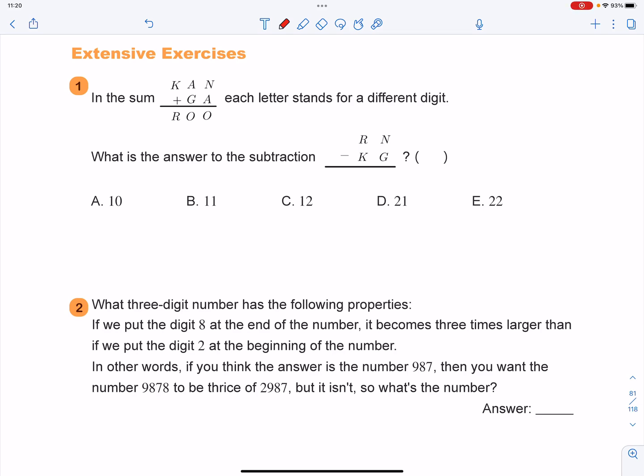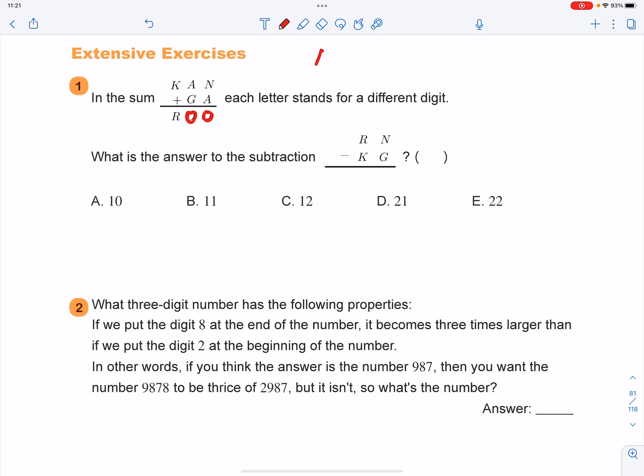Extensive exercises. Question number 1 in lesson 8. In the sum of this, each letter stands for a different digit. What is the answer to the subtraction? So let's say if you take a look at this calculation, you got two O's. It's not 0, it's O.